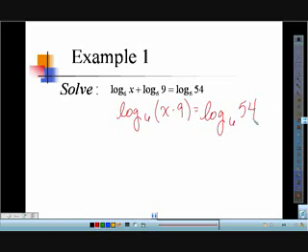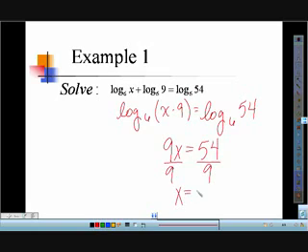But now that we've narrowed it down to only one log on each side and the bases are the same, we can drop those logs. So we're going to have 9x is equal to 54. I'm solving for x, so I need to divide both sides by 9. And x is equal to 6. And remember, we always have to plug our answers in to be sure that they work. When I plug a 6 in here, that's fine because it's going to be positive. And then when we do the multiplication, 6 times 9 will give us 54. So the answer is x equals 6.